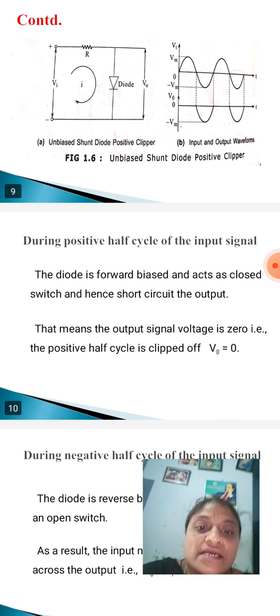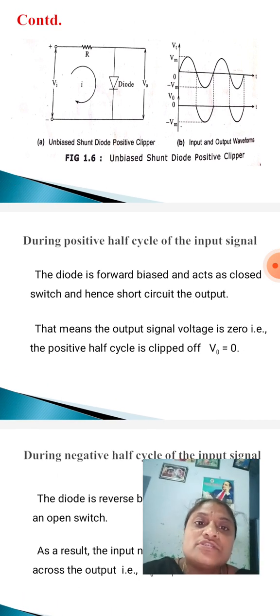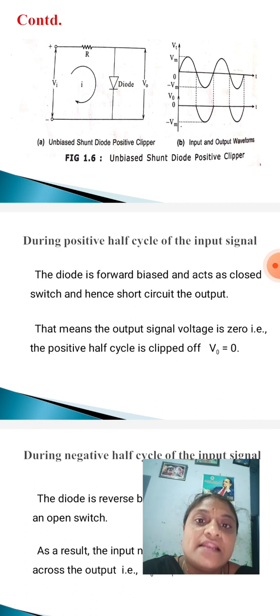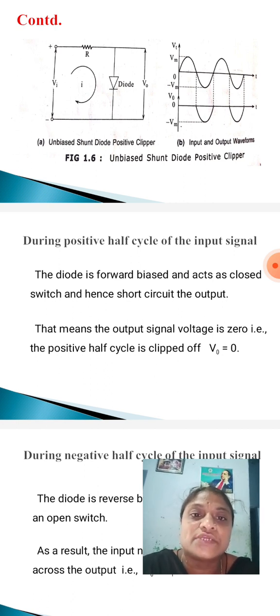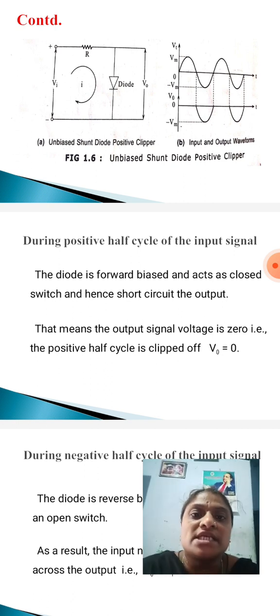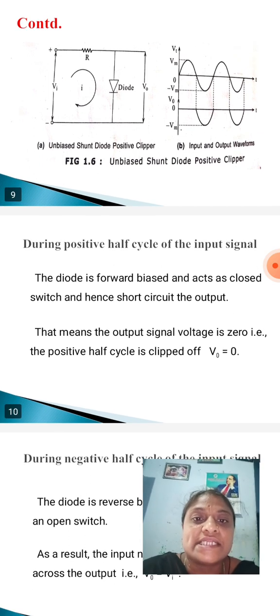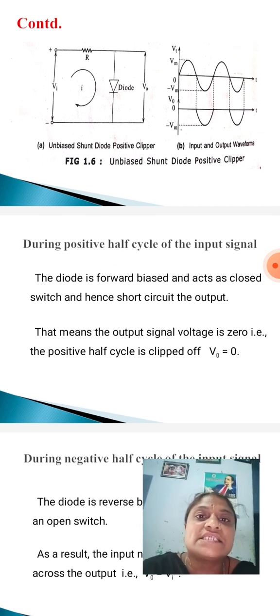See this figure. During the positive half cycle of the input signal, the diode is forward biased and acts as a closed switch, and hence the current flows through the circuit. It short circuits the output. That means the output signal voltage is 0. That is, the positive half cycle is clipped off.